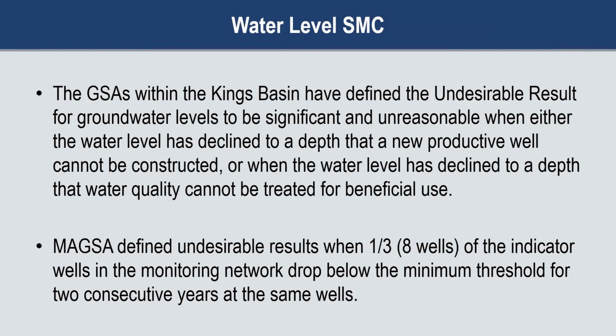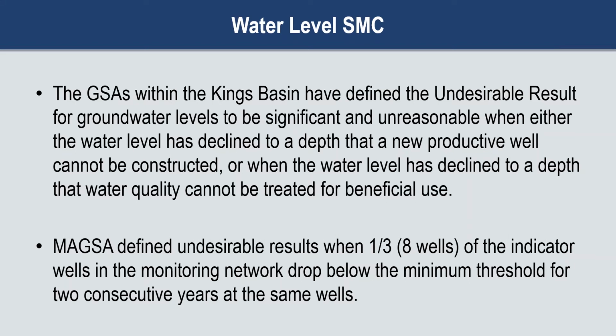So we're going to start with the water level sustainability criteria. There's 2 bullets on the screen. The top one is for the entire Kings Basin, and the bottom one is specific for MAGSA. So for water level, for the Kings Basin, the GSAs within the Kings Basin have defined the undesirable result for groundwater levels to be significant and unreasonable when either the water level has declined to a depth that a new productive well cannot be constructed, or when the water level has declined to a depth that water quality cannot be treated for beneficial use.